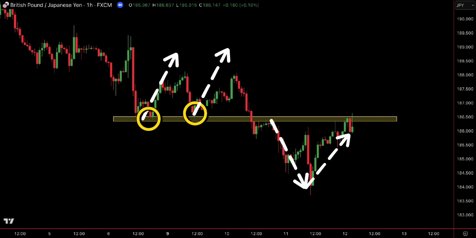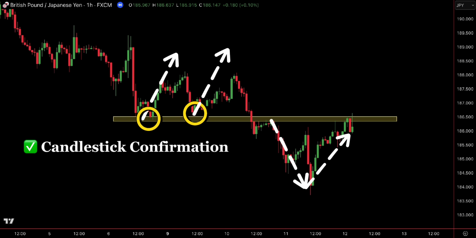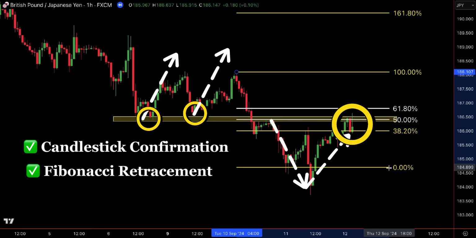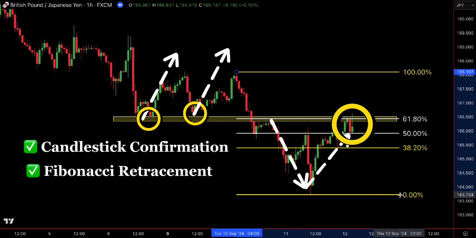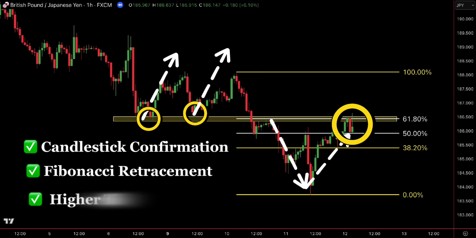However, rather than entering a short trade immediately, we wait for a pullback to confirm that the broken support is now acting as resistance. To increase the probability of a successful trade, we look for additional bearish signals that confirm the reversal. Candlestick confirmation: a bearish engulfing, shooting star, or rejection wick indicates that sellers are stepping in. In this example, we have a clear pin bar signaling a potential continuation of the downtrend. Fibonacci retracement: the broken support aligns with the 61.8% retracement level, a key area where price often reverses in a downtrend.